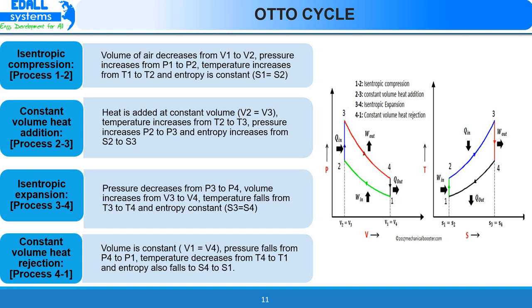Here volume is constant, that is V1 is equal to V4. As heat is rejected, entropy decreases from S4 to S1 and temperature decreases from T4 to T1 and pressure decreases from P4 to P1.